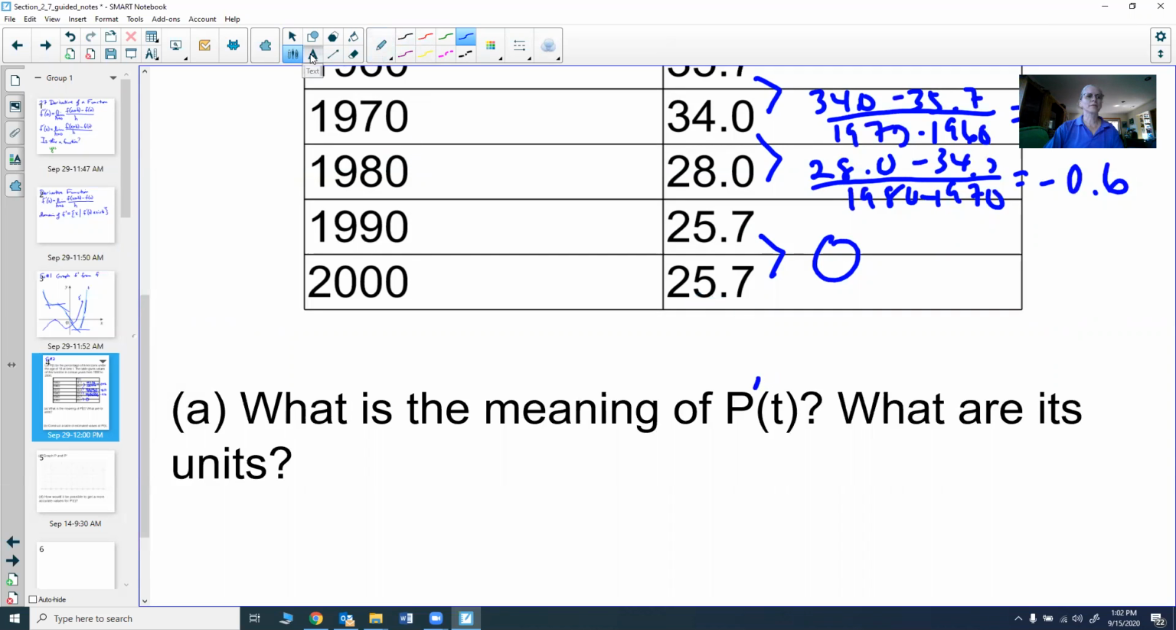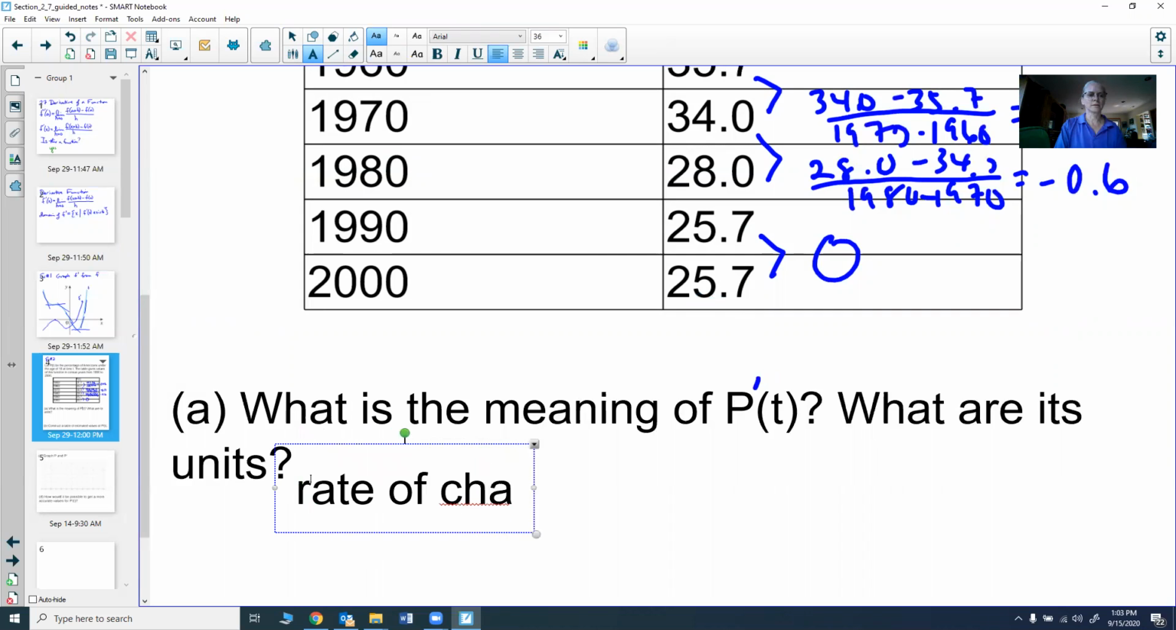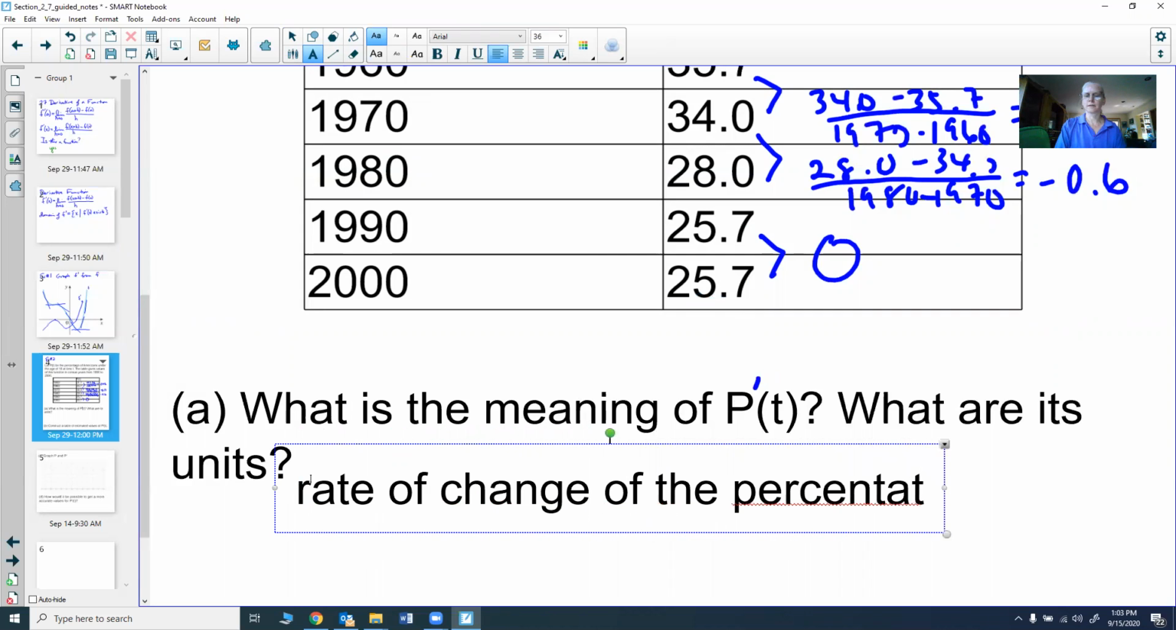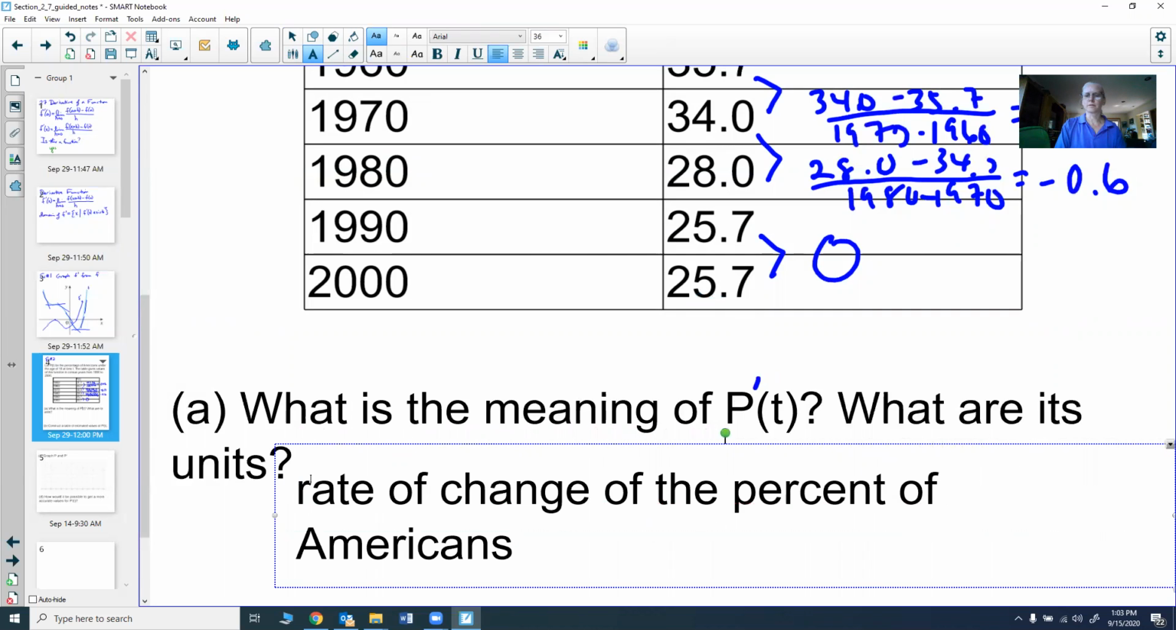And what the meaning is, and I'm going to type it because it'd be a little faster. The meaning is that this is the rate of change of the percent of Americans under the age of 18, under 18, every year.